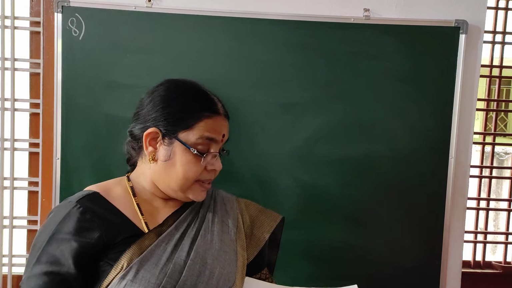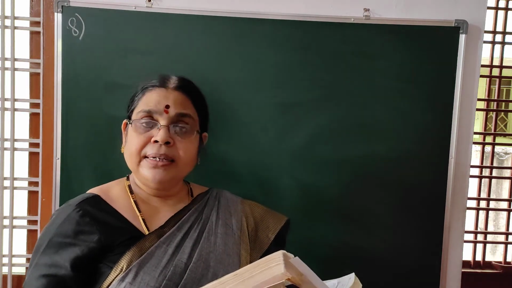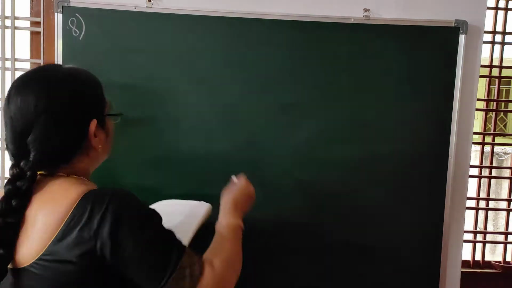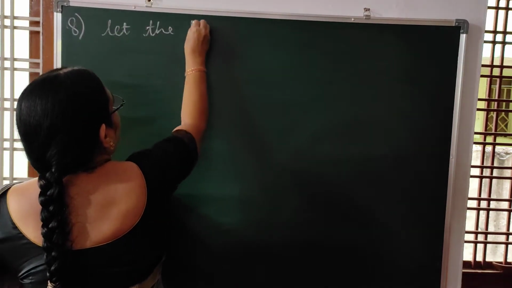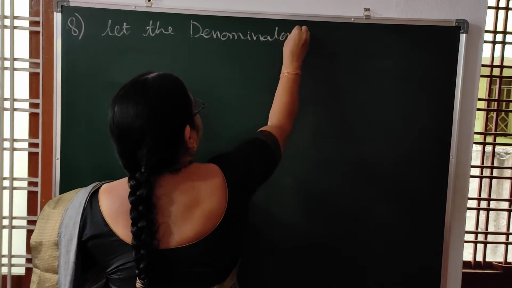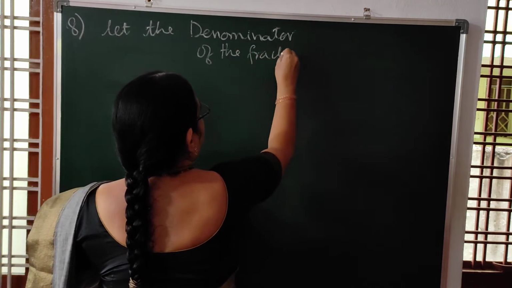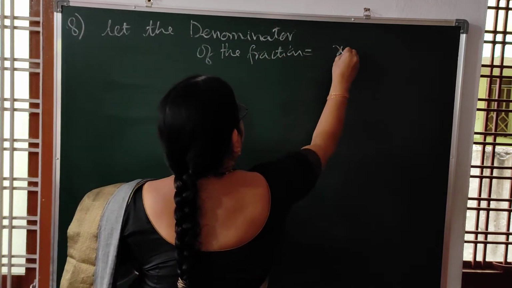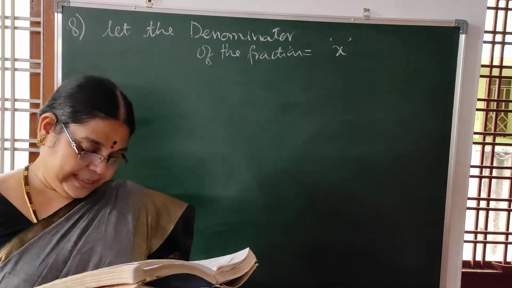The numerator of a fraction is 6 less than the denominator. So let the denominator of the fraction be equal to x.